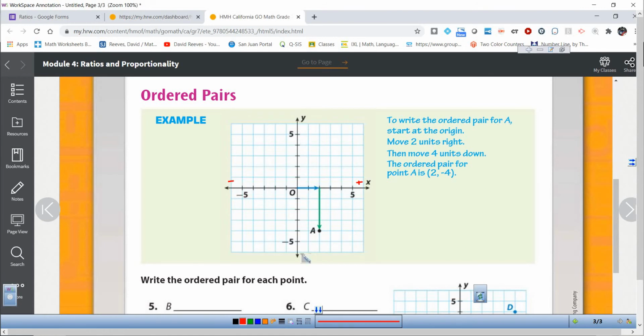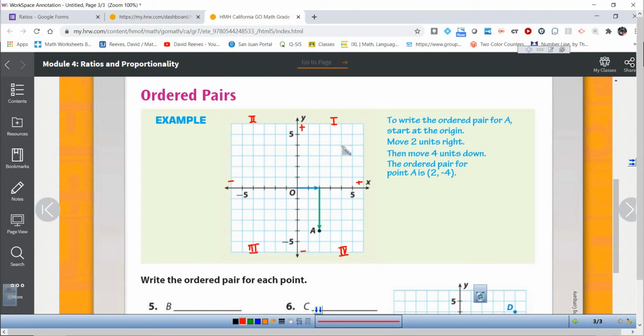Same thing happens on this vertical number line, which we call the y-axis. As you go up, it's positive. As you go down, it's negative, right? We call this quadrant 1. We call this quadrant 2. We call this quadrant 3. And we call this quadrant 4.